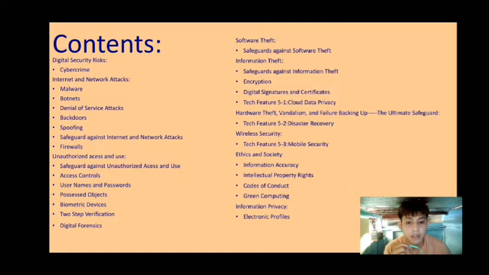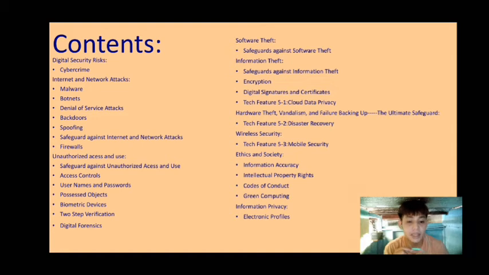So here are the contents. Digital security risk, cybercrime, internet and network attacks, malware, botnets, denial of service attacks, backdoors, spoofing, safeguard against internet and network attacks, and firewalls. So, about unauthorized access and use: safeguard against unauthorized access and use, access controls, usernames and passwords, possessed objects, biometric devices, two-step verification, digital forensics. So, software theft, safeguard against software theft, information theft.